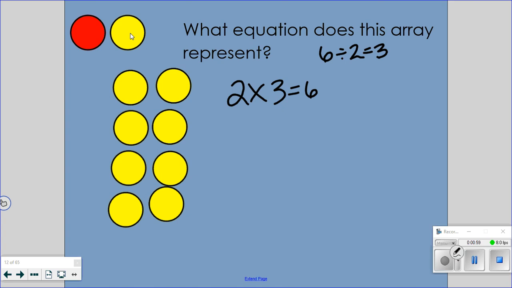Callie, what equation matches this? 4 groups of 2, that will work. Can anyone tell me, what if I wanted to switch my factors? What if I wanted to use the commutative property? What would be another way I could say that equation? Callie said 4 groups of 2. Awesome, correct. Could you say it another way? 2 groups of 4.